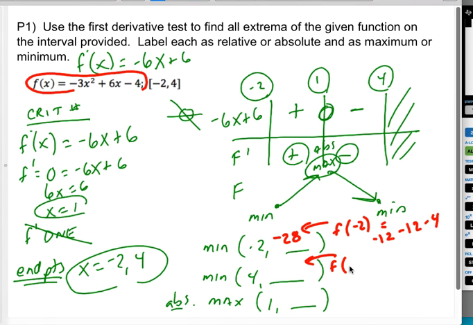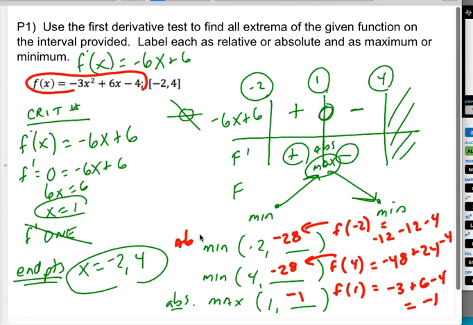f of 4 is going to be negative 3 times 16, which is negative 48, plus 24 minus 4. And that seems to be negative 28. Okay? And then if I plug in f of 1, I'm going to get negative 3 plus 6 minus 4, which seems to be negative 1. So both of the min values are the absolute mins because they're the same low value. They're both negative 28. They're both the absolute min. All right, moving on.